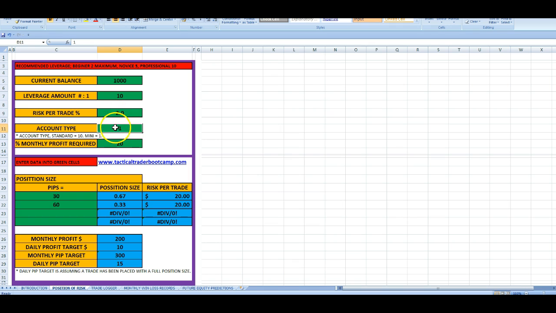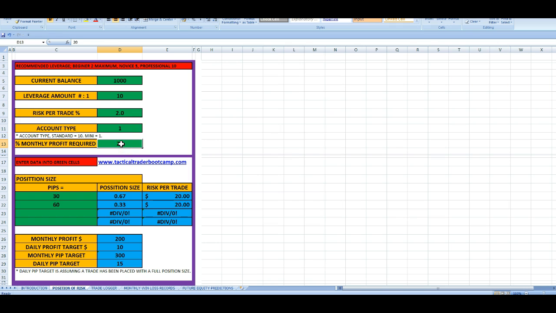So in this one, the account type. By the way, this spreadsheet is on the money management section, and you'll find a link down below. You can have access to that page if you want to, or you could do up your own spreadsheet if you're good with spreadsheets yourself. For the account type, I've got it marked down as 1 for the mini. You put 10 down for the standard accounts.